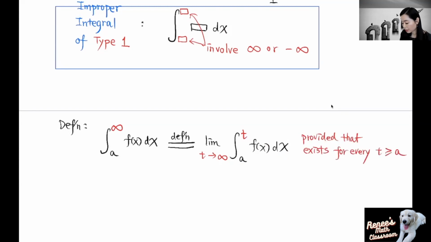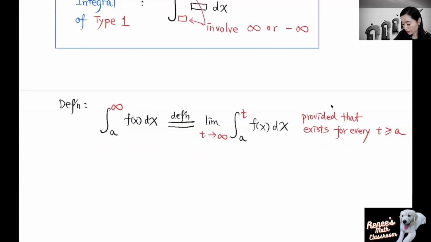So if this integral here exists for every t greater than or equal to a, you take this limit as t goes to infinity, and that will be equal to this improper integral over here. Now what happens if the lower limit is negative infinity? How would you like to define that?